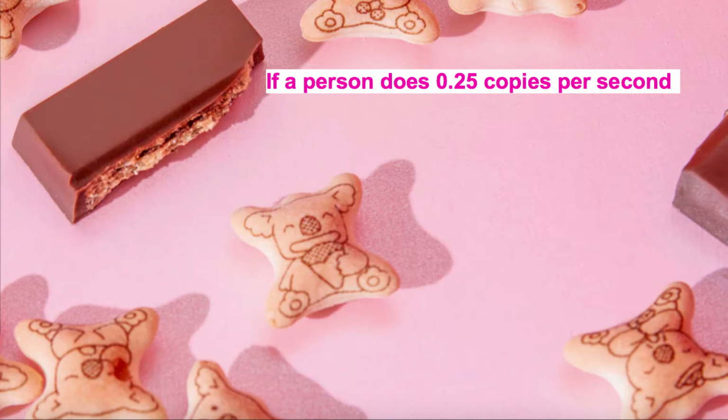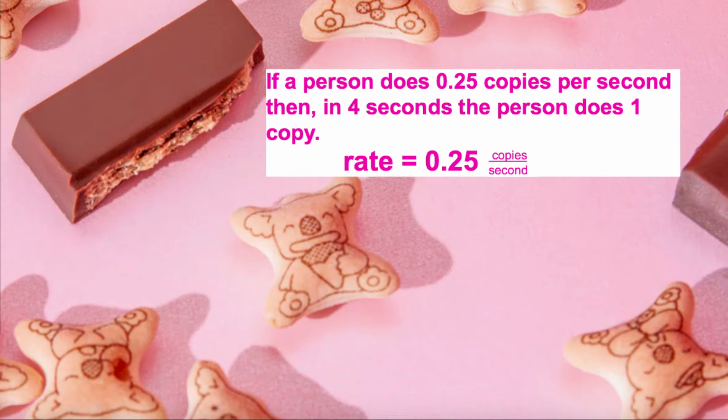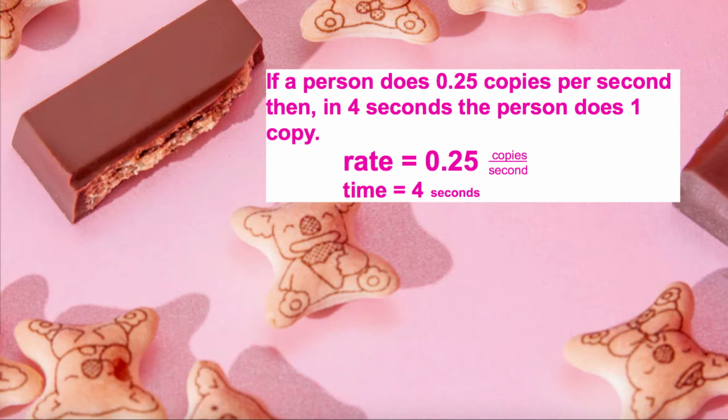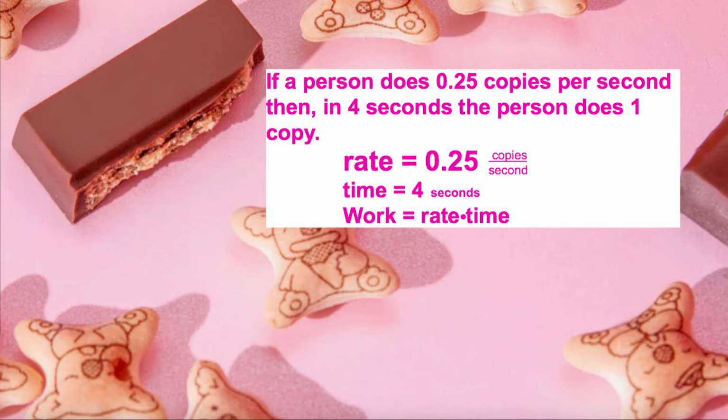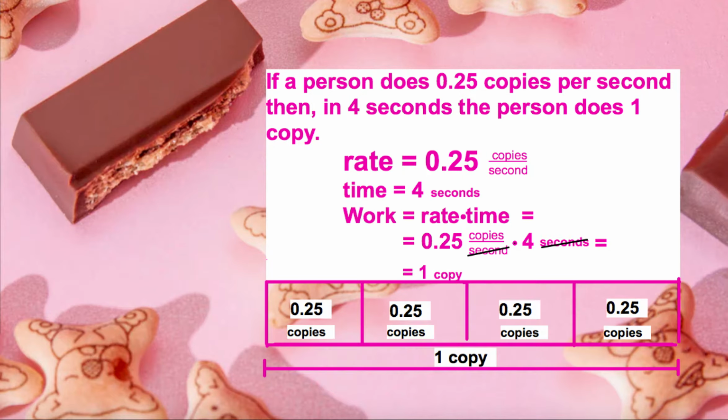If a person does 0.25 copies per second, then in 4 seconds the person does 1 copy. Rate is equal to 0.25 copies per second. Time is equal to 4 seconds. Work equals rate times time, which equals 0.25 times 4, or 1 copy.